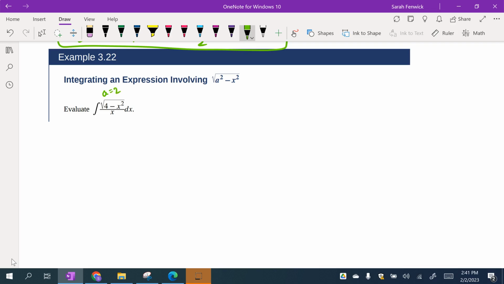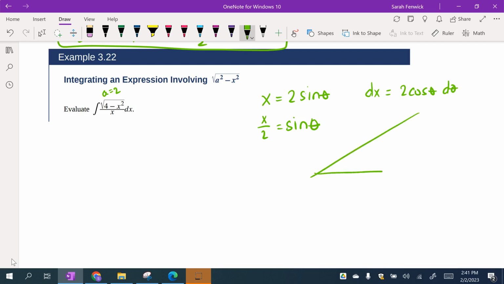So we're going to say x equals 2 sine theta, which means that, just for future reference, because we're going to need it, x over 2 is sine theta. We also know that dx is 2 cosine theta d theta. We're also going to use the fact that since sine of theta is x over 2, this is our reference triangle.